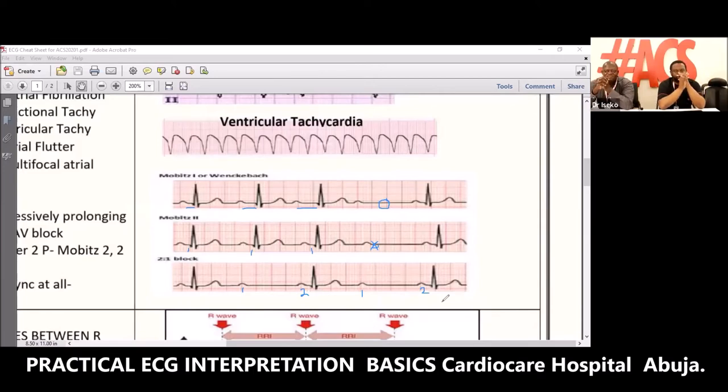Okay, let's continue. The next thing we can look at is rates.